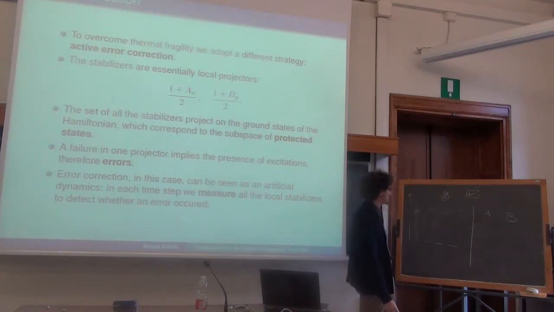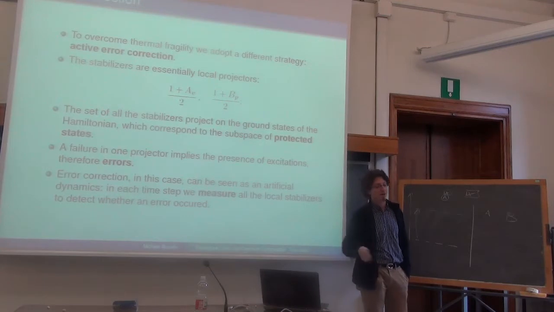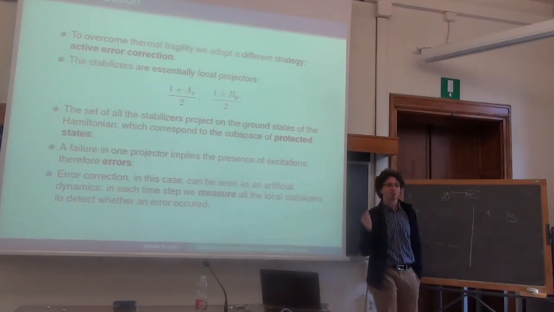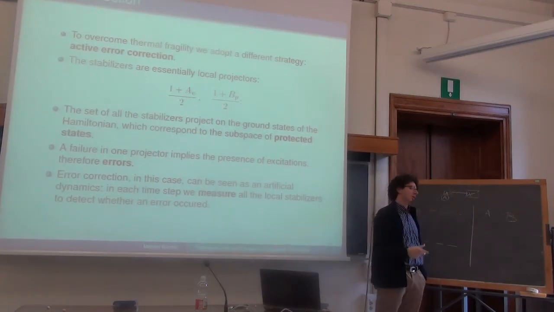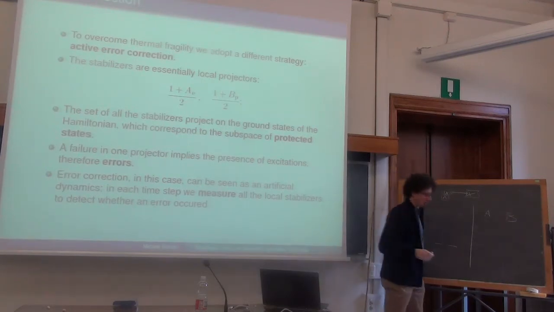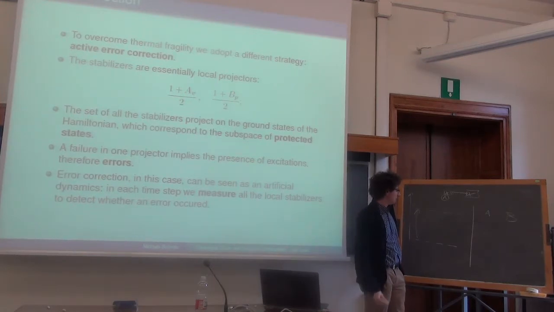So once I know that there is a pair of excitations, I can think about artificially applying the correct string operator to annihilate these two excitations, to erase these errors, or for the toric code it also works fine just to track their positions and consider them in post-processing in the end.